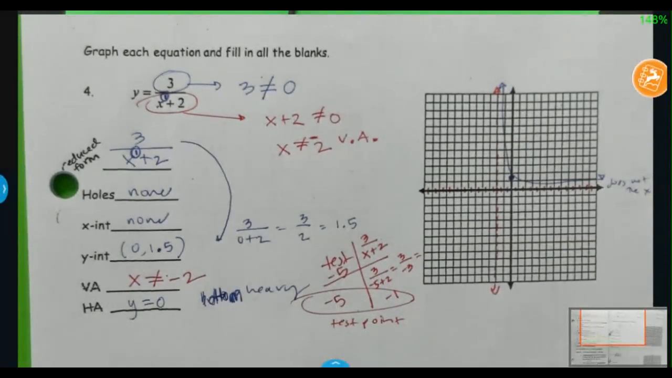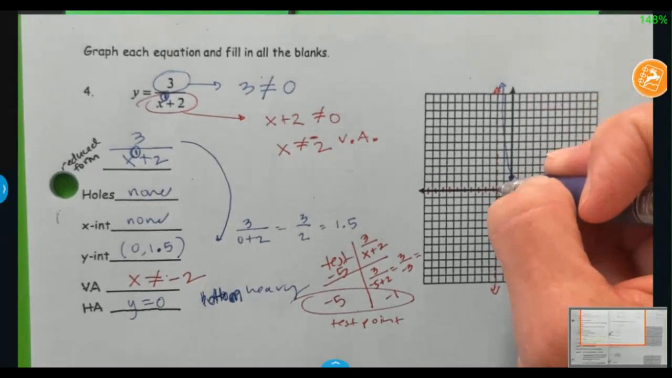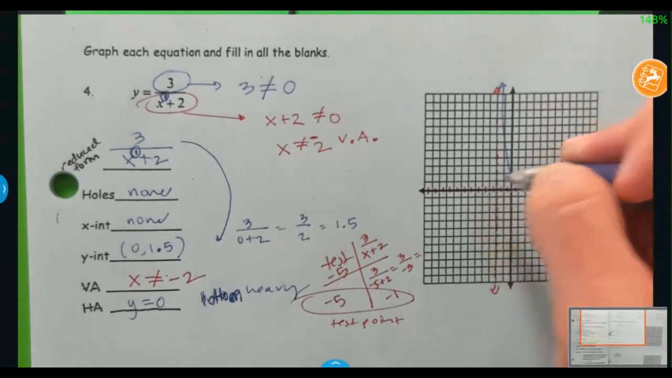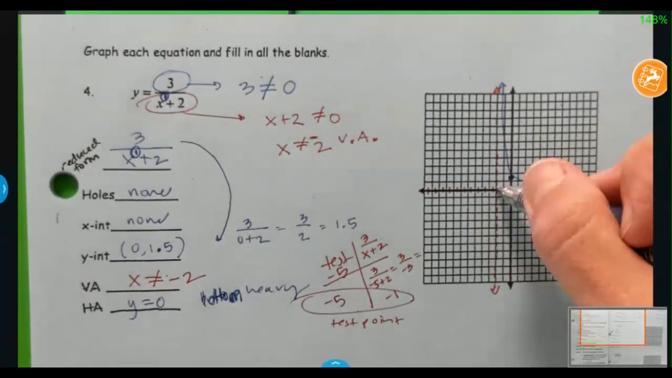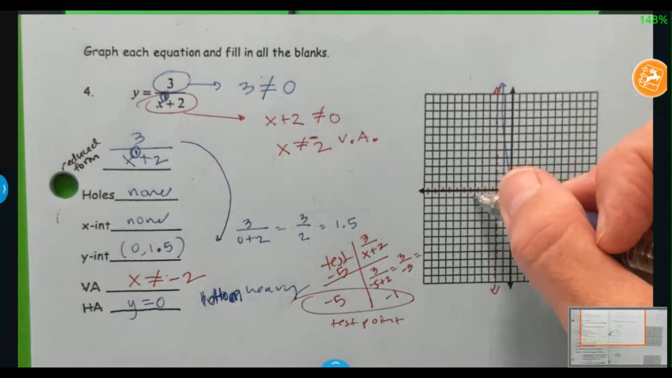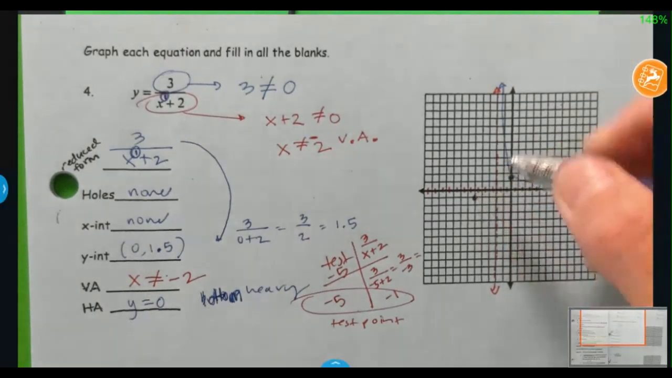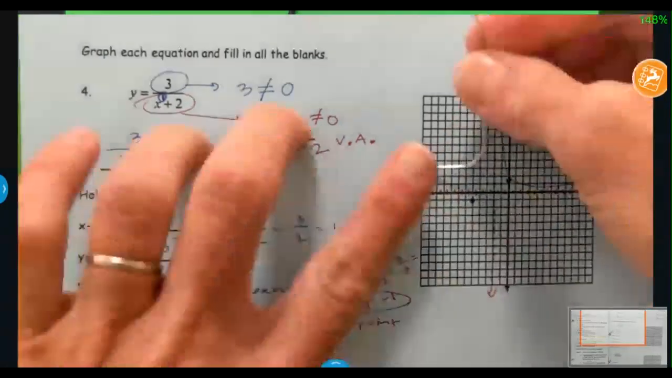So plot that point. All right, so we're going to go to the left 5 and down 1. 1, 2, 3, 4, 5. Oh, wow, I cannot see it. Hold on, let me start over. 1, 2, 3, 4, 5, and then down 1. There we go.